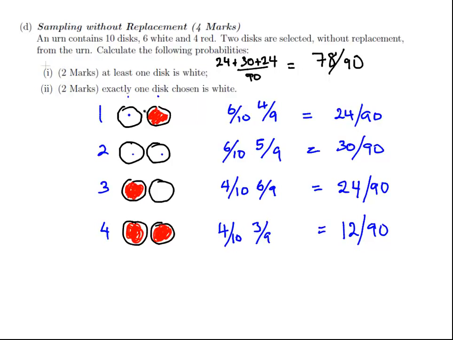Exactly one disc is white. Well, there are 2 scenarios here, this scenario and this scenario. So the disjoint events, what's the combined probability? It's 24 plus 24 over 90, and that's equal to 48 over 90. Again, we can leave that as a fraction. You can simplify it much further, but that's just minor calculator work now. Right, okay, we'll leave that there. That's sampling without replacement.